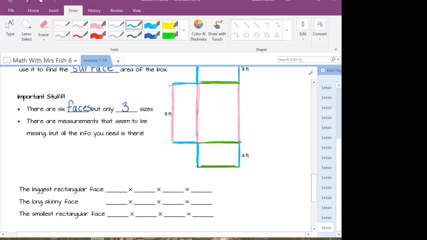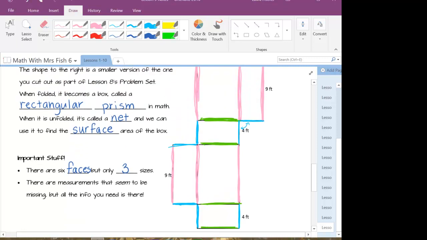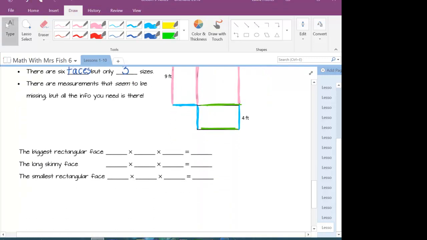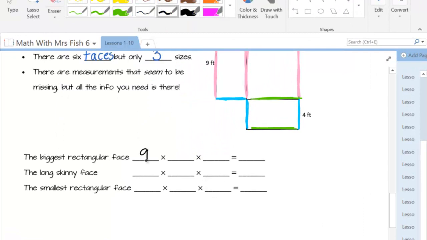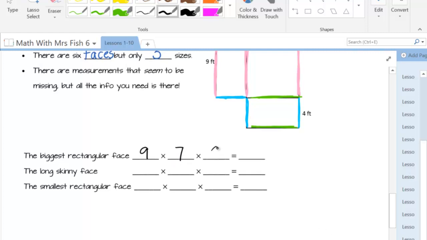The biggest rectangular face, the fat one there, is 9 feet, and let me go just with black here, is 9 feet by 7 feet, and there are two of them. Okay, there are two of those 7 by 9. So we have 63 times 2, and I'll go ahead and be your calculator, is 126.